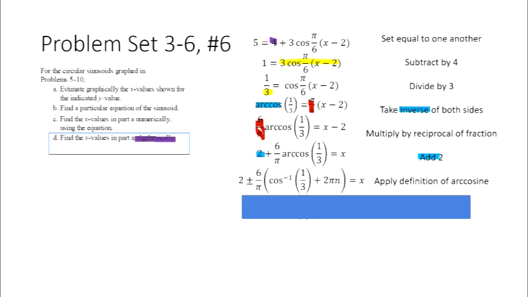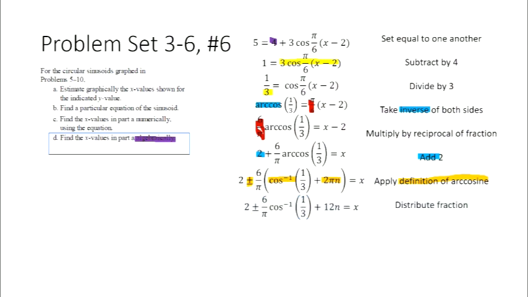So I applied the definition of arccosine. Notice the things that changed. I have plus or minus here, I have cosine inverse here, and I have 2 pi n. That's going to be all from the definition of arccosine. Last but not least, I just distribute the fraction. I distributed this fraction from the previous one, and it's simplified over here to just 12n, pi canceled out. So perfectly fine.